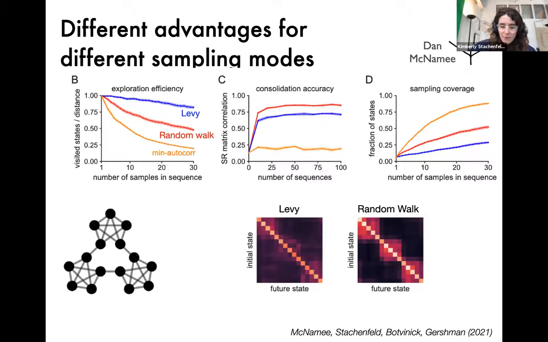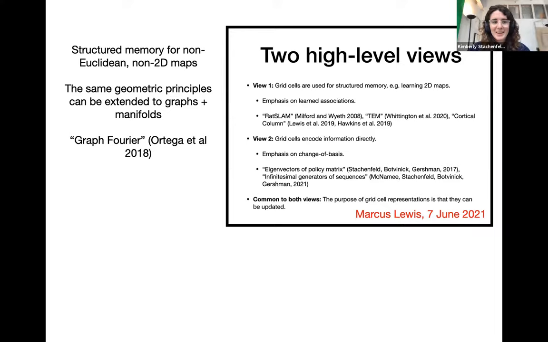On that note, I made this slide during Marcus's talk because I thought this dichotomy is really lovely and I wanted to go further with it. This idea that there's a view that you could use grid cells for structured memory, as a scaffolding for acquiring new associations, where you're learning associations between a map and things that are bound to that map. The second view is that grid cells encode information directly. You have a change of basis, you have grid cells that are capturing statistics of your environment. Certainly these eigenvectors are used for learning clusters and representing the underlying low dimensional structure. So you can think of them in that way.